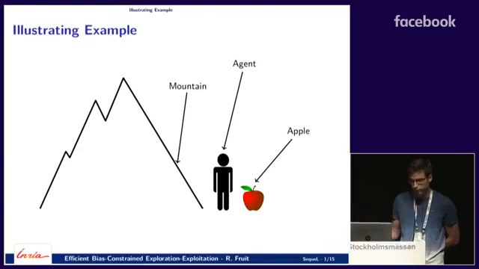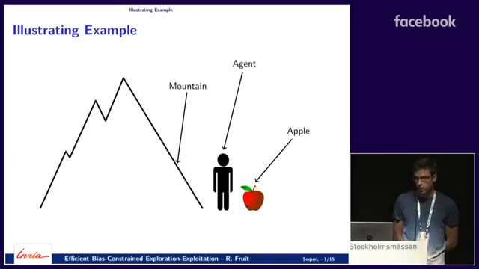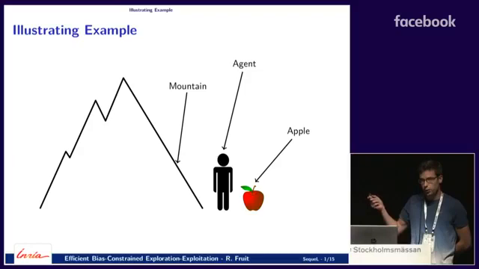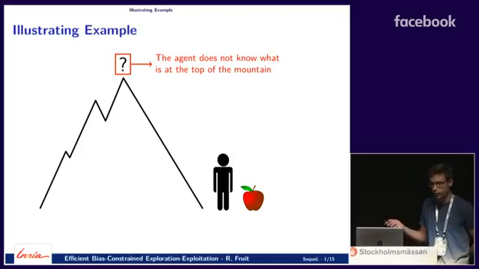Before describing the technical details of this work, I will start with a very simple illustrative example. So let's consider this simple domain where there is an agent located at the bottom of a mountain, and we will further assume that the agent has already explored the valley around the mountain. And so it already knows where to find apples at the bottom of the mountain. What it doesn't know, however, is what is located at the top of the mountain.